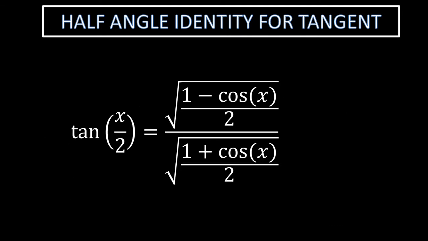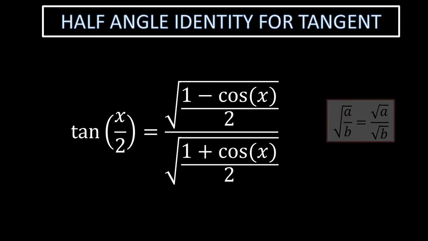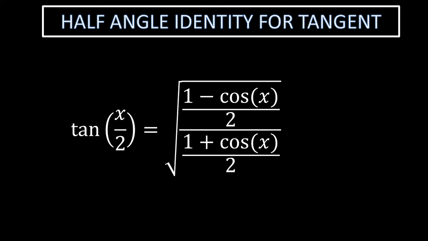And then, if we simplify this further, in the properties of radicals, we have a property like this: the square root of a over the square root of b is equal to the square root of a over b. If I apply that to this expression, it will become like this.